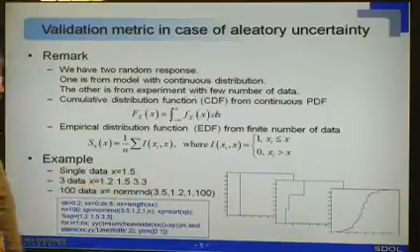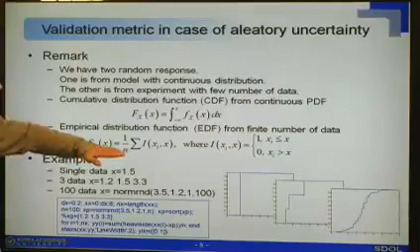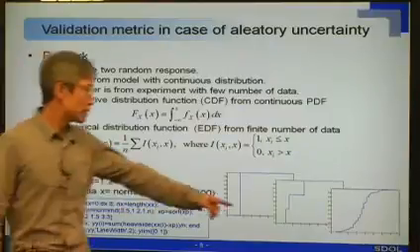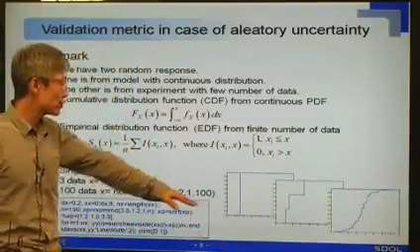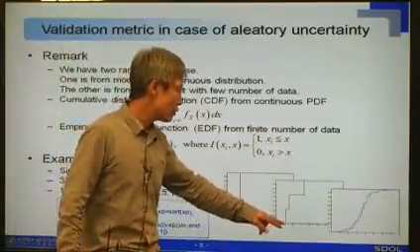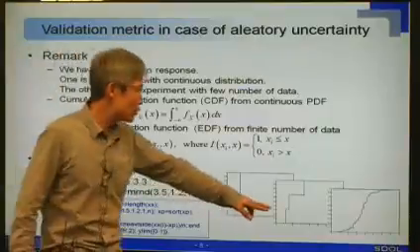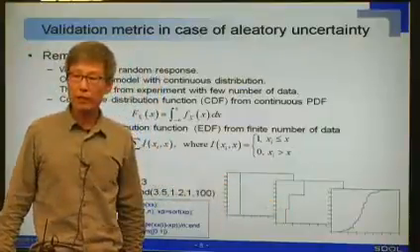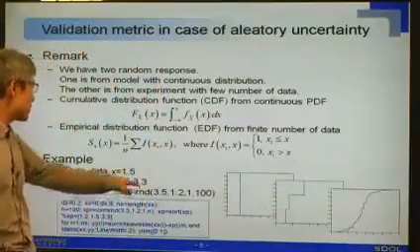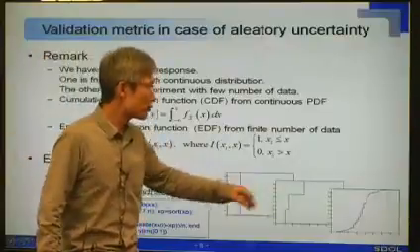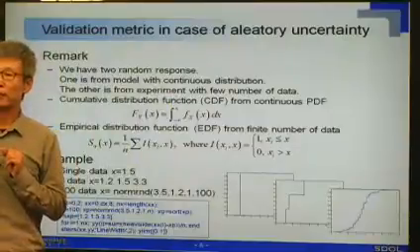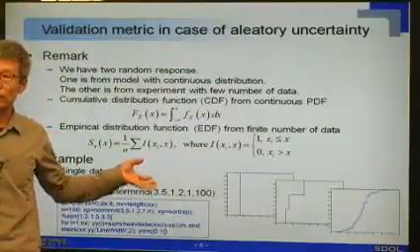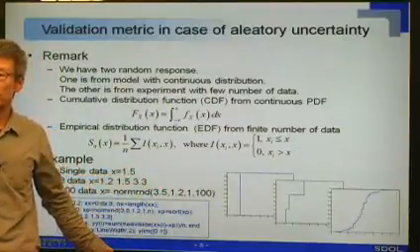The next case, when we have three data points, 1.2, 5, and 3.3, based on this definition, what we get is this figure. Before 1.2, 0 probability. Between 1.2 and 1.5, we have a 1/3 probability. And in the later interval, we have a 2/3 probability. And above that, we have a unit probability. That is the definition of an empirical CDF.